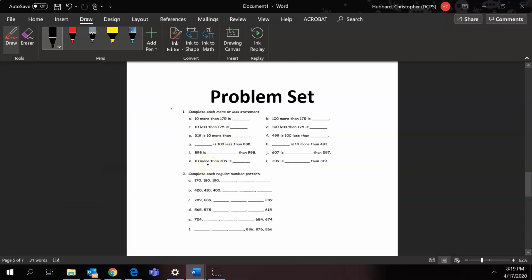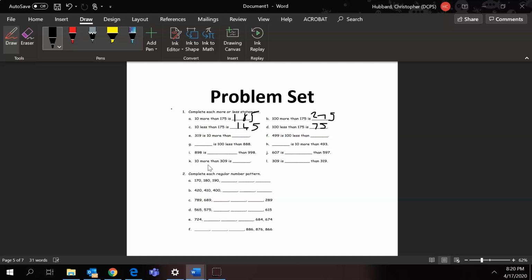All right, so let's look at number 1. 10 more than 175 is 185. Sorry, my writing's not neater. I haven't found a way to do this in a neater way, but I'm working on it. All right, B, 100 more than 175 is 275. 10 less than 175 is 165. 100 less than 175 is 75.